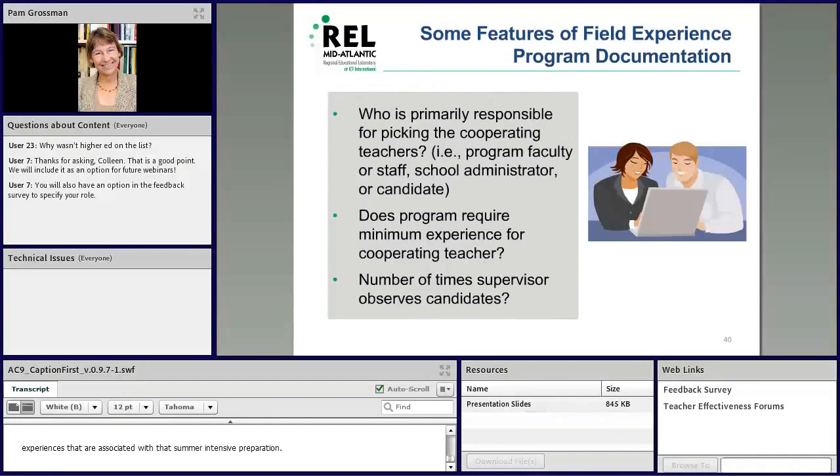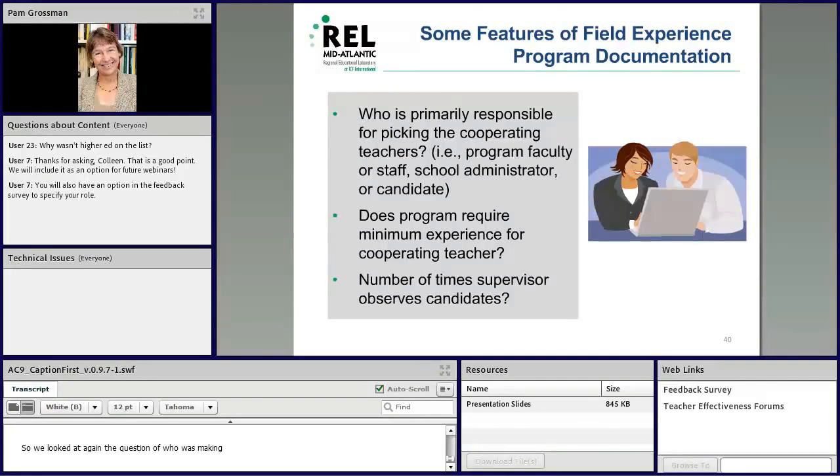So, just to give you a flavor for the data that we looked at under field experience, in talking with the program, we were finding out who's primarily responsible for picking the cooperating teachers. In some instances, it was the responsibility of the program entirely. In some instances, it was the school principal who chose the cooperating teacher. And in some instances, it was the candidate, him or herself, who found the cooperating teacher. So we looked at, again, the question of who was making that selection.